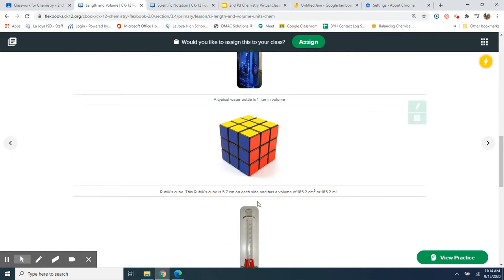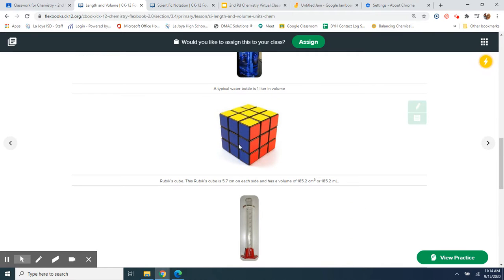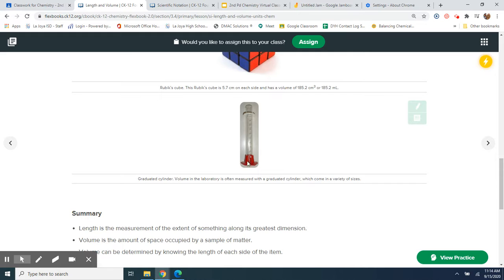Here you have an example of a cube, a Rubik's Cube in this case, that has a length of 5.7. So it's 5.7 across, down, and across the other way. And if you multiply those three numbers, you'll get 182.5 milliliters in volume. The instrument that we use for volume is known as a graduated cylinder, and here's your example.